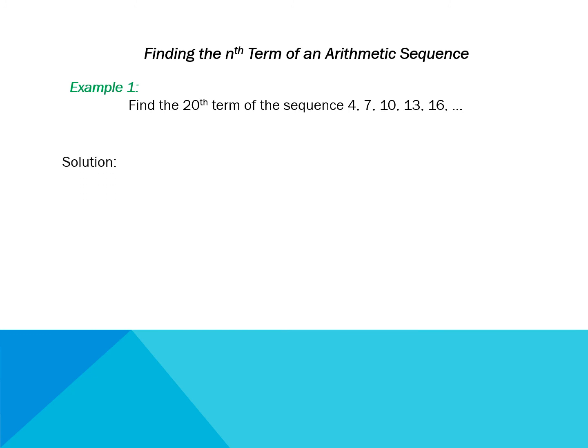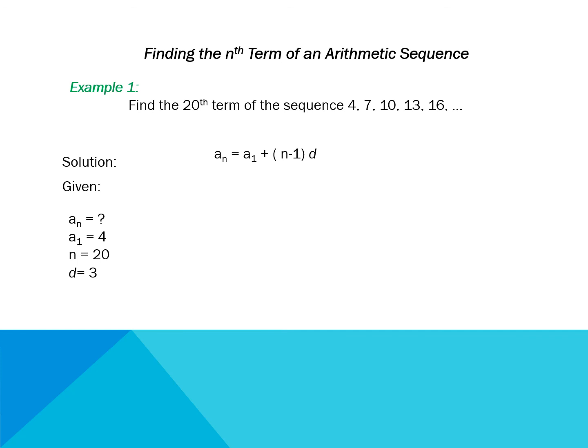So we have the solution. First, look for your givens. You are looking for a sub n, the last term. Our first term is 4, and our n is 20. Our d is 3. The formula that we have is a sub n equals a sub 1 plus the quantity n minus 1 times d, where a sub n is our last term, a sub 1 is the first term, and this is the n.